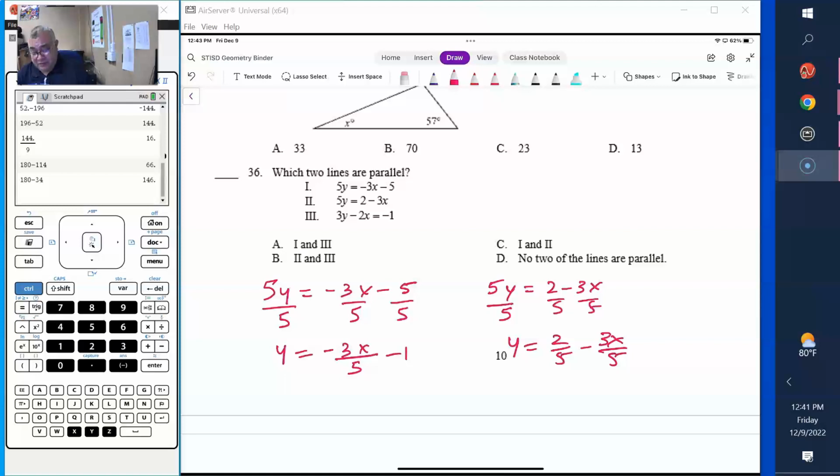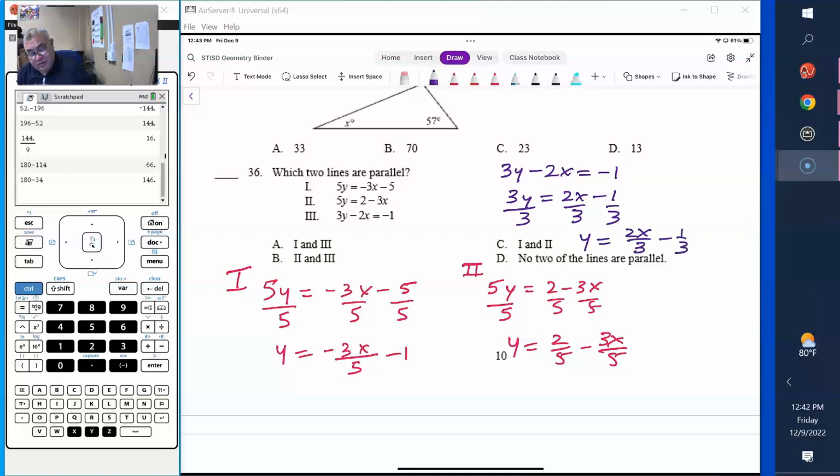Now you notice that you have negative 3/5, you have a negative 3/5. This was 1, and this is 2. So definitely 1 and 2 are going to be parallel. The last one, I don't think is going to be parallel, so you have 3y minus 2x equals negative 1. So you add 2x to both sides, so you have 2x minus 1. Divide by 3. Y equals 2x over 3 minus 1/3. And yeah, the slopes are not the same. The only ones are 1 and 2, so your answer is C.